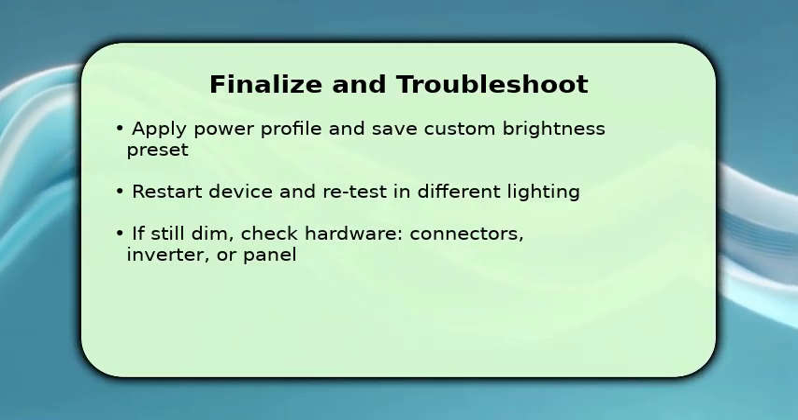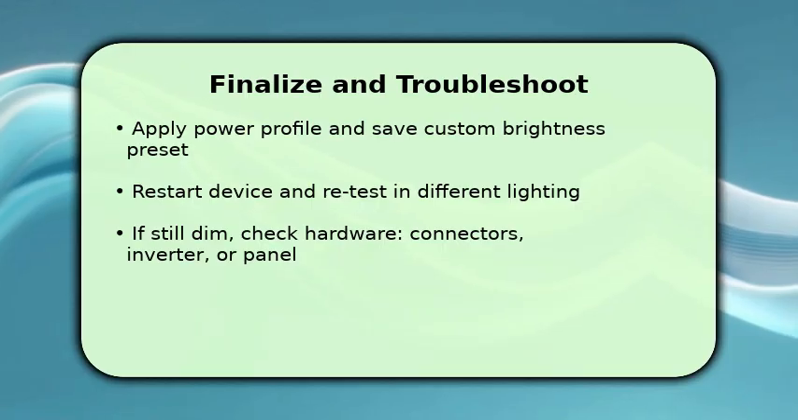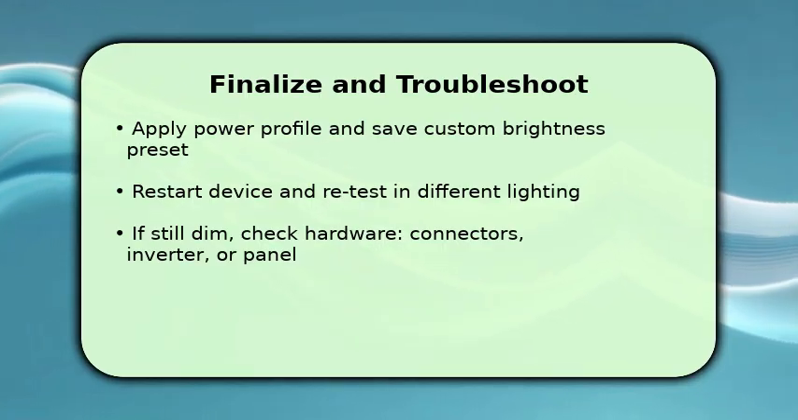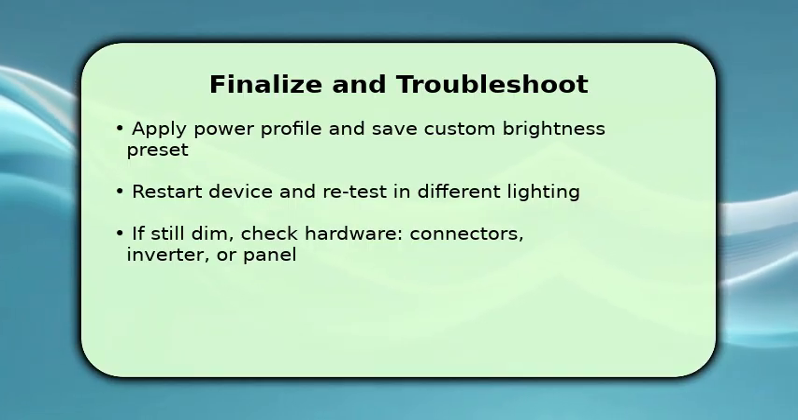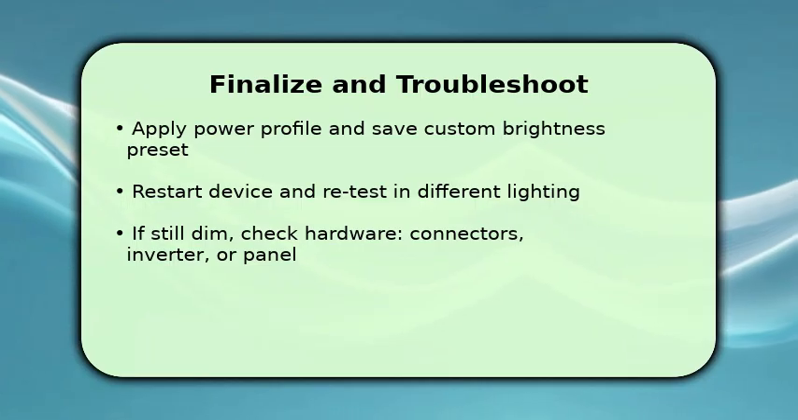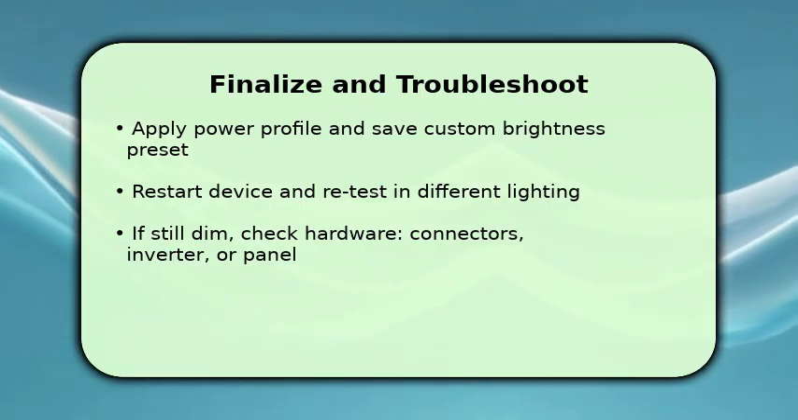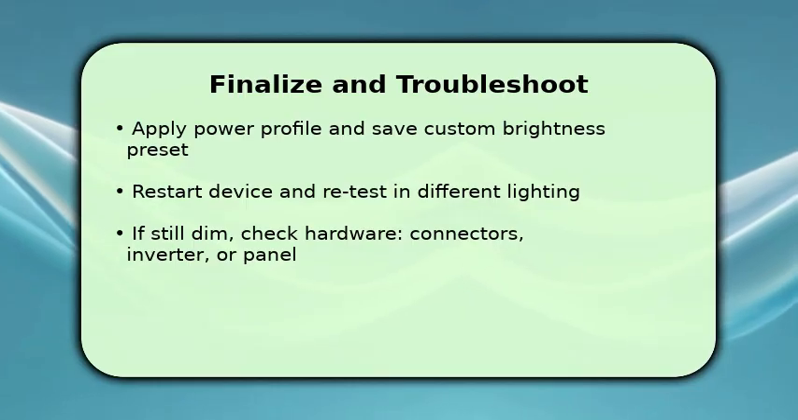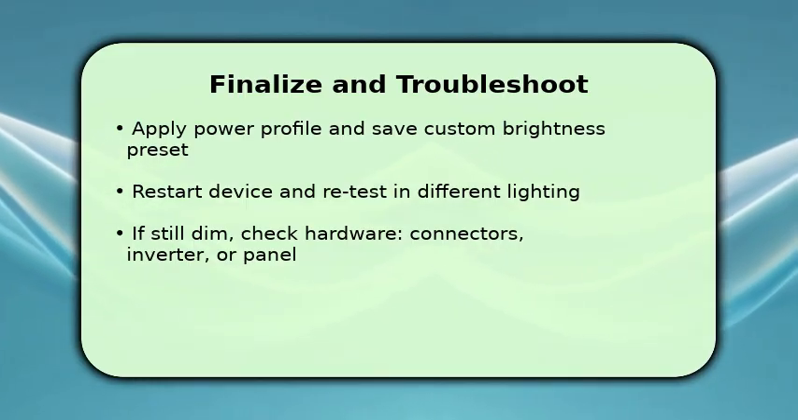If brightness remains insufficient, follow one key troubleshooting step. Inspect hardware components, check display connectors, backlight inverter if applicable, and the panel itself, because software fixes can't overcome failing hardware. If hardware looks fine, consider professional repair or replacement options next.